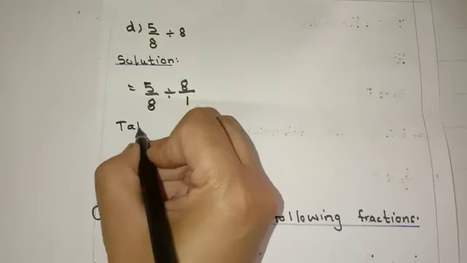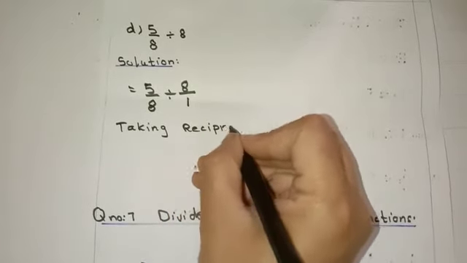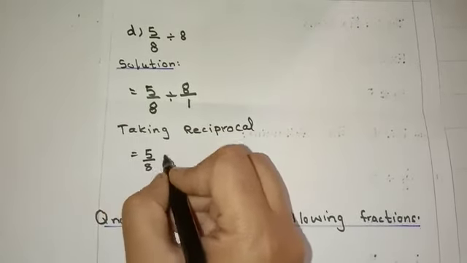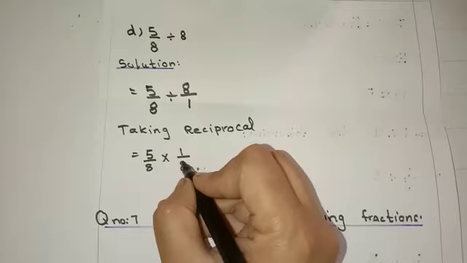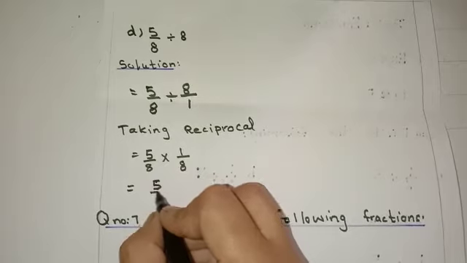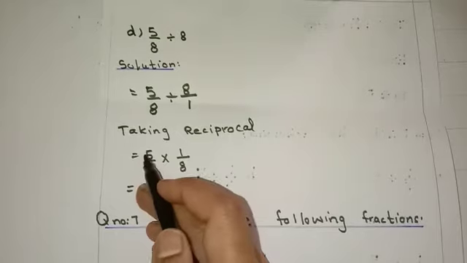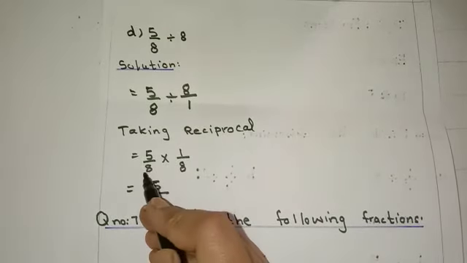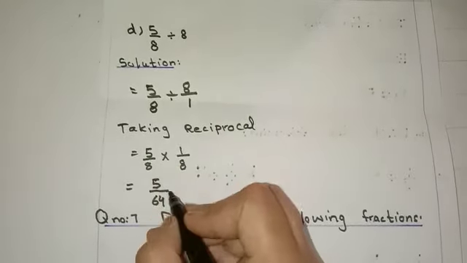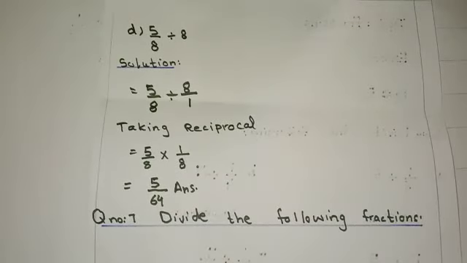Now taking reciprocal, we have 5 over 8 multiplied by 1 over 8. Now 5 ones are 5, 8 eights are 64. You know that in the multiplication of fractions, we multiply numerator by numerator and denominator by denominator. So 5 over 64 will be our answer. That was easy. Now let's learn something new.